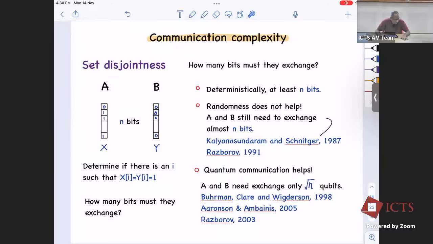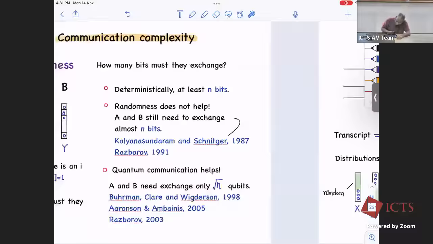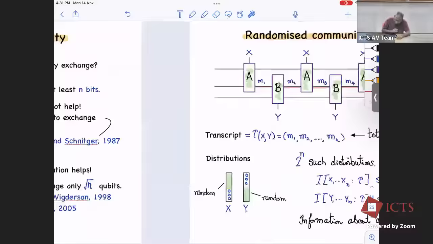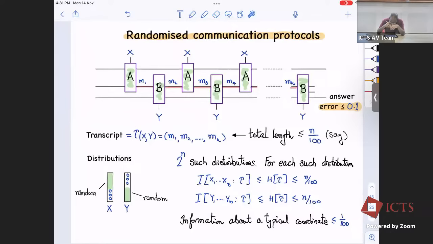Now, this problem has also been studied in the quantum model, and it turns out that if you are allowed quantum communication, then you can get away with square root n bits. Square root n bits is optimal, and again, Razborov proved this. So what I want to do in the 5 minutes is to tell you how this proof goes. It will all be very superficial, I just want to tell you.